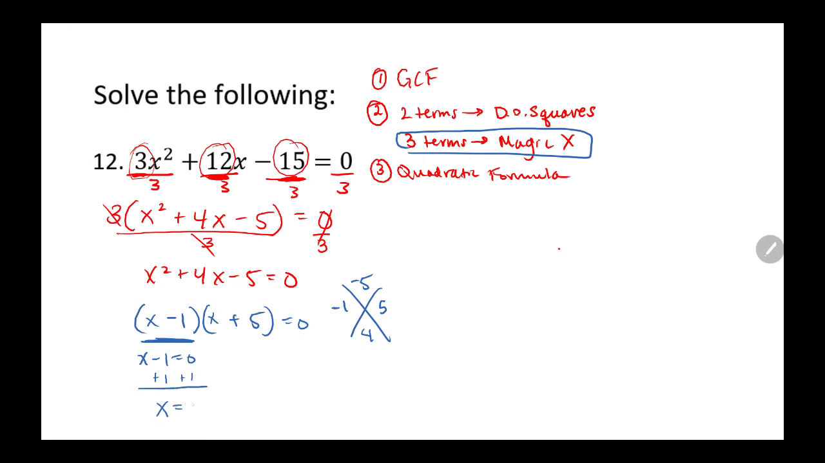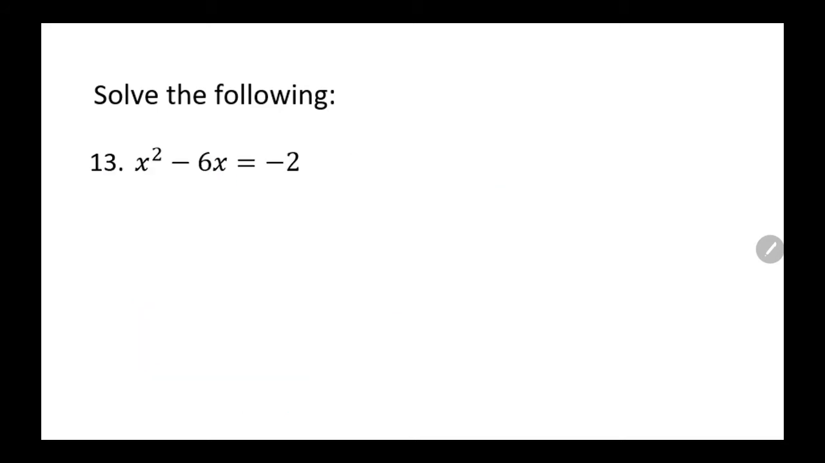So on the left one, I get x equals 1. That's one of my answers. Now I'll set this guy equal to 0, minus 5 on both sides. And so these are my 2 solutions to the problem, x equals 1 and x equals negative 5. Let's try the next one.